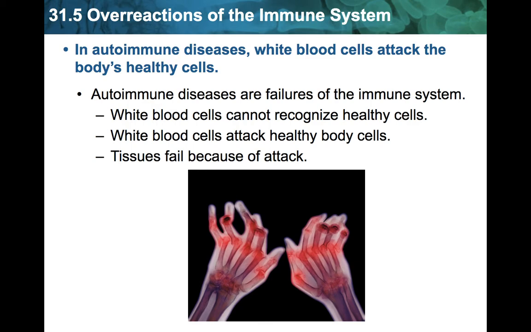Autoimmune diseases are when white blood cells attack your body's healthy cells. So obviously you don't want your body to attack itself, right? You don't want your immune system to be attacking its own self. Autoimmune diseases are failures of the immune system. So your white blood cells can't recognize healthy cells. They attack healthy body cells, and then your tissues fail because of your body attacking itself.